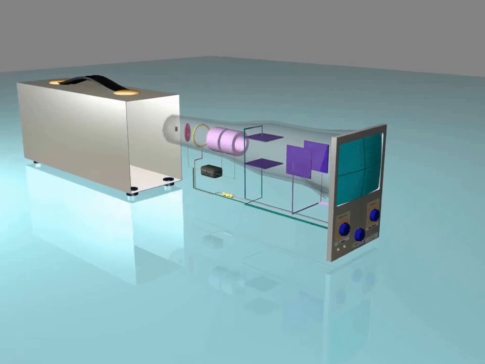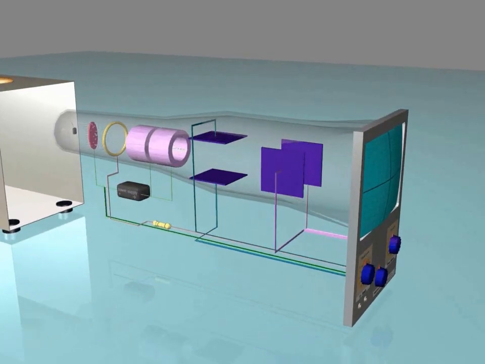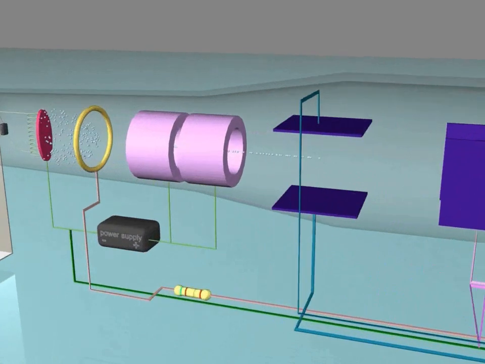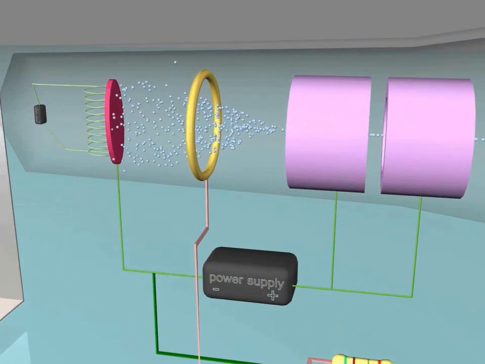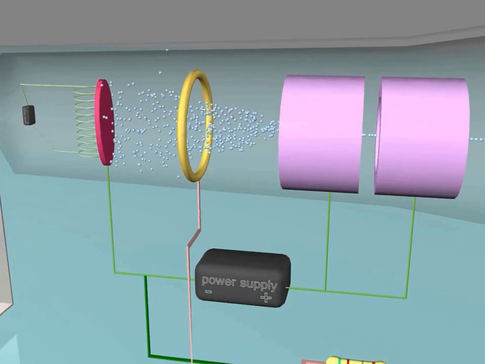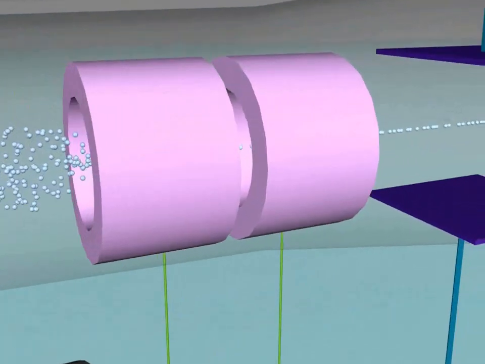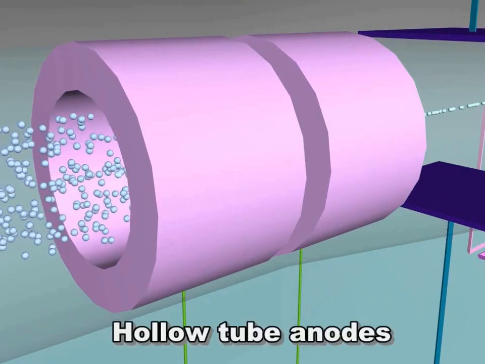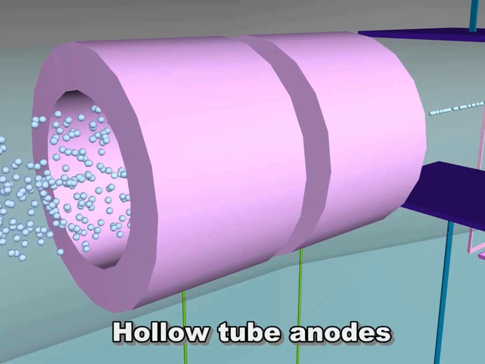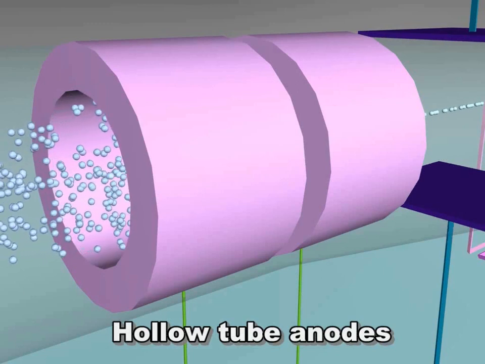Now we will have a look at the first part of the CRO, the electron gun. It's a modified version of the cathode ray tube. The first modification is made to the anodes. The anodes here are two hollow tubes instead of a closed plate. This is to allow the passage of the accelerated electrons through it to the deflection system.